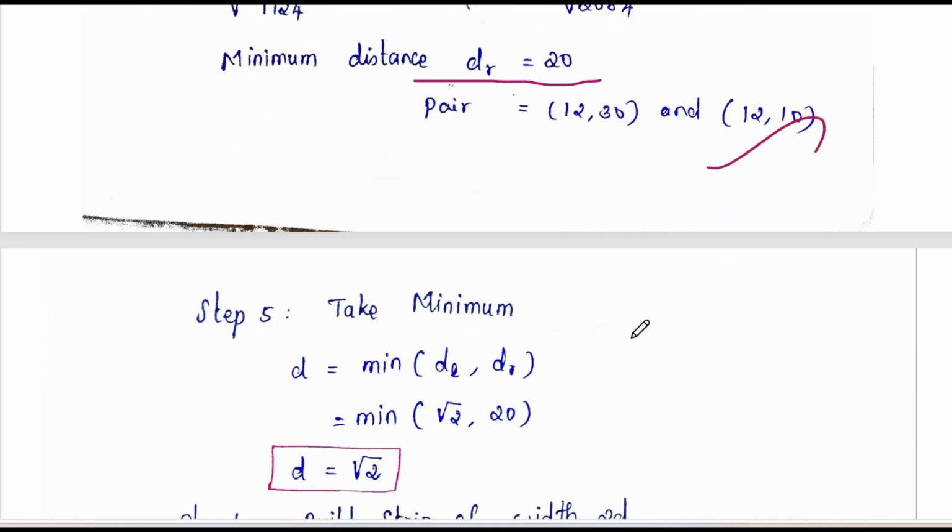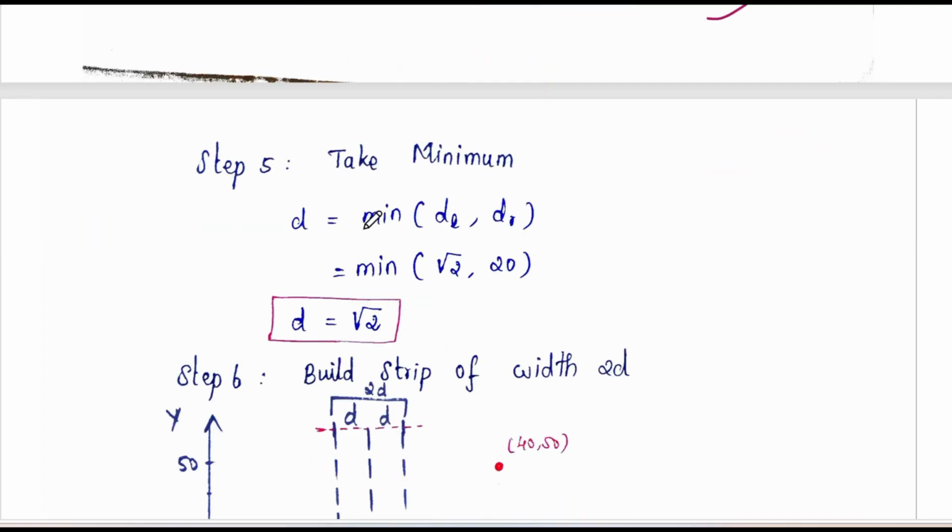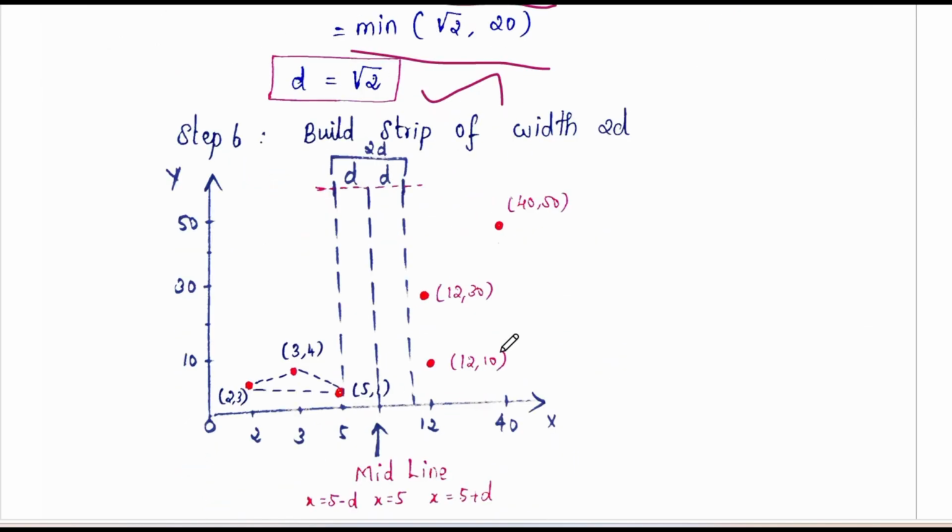Now take the minimum of those two values. We already calculated the left side minimum value and the right side minimum value. So which one is minimum? Take this value as d. So d equals the minimum of DL comma DR, the minimum of root 2 comma 20. Root 2 is the minimum value. Then step 6, build a stripe of width 2d.